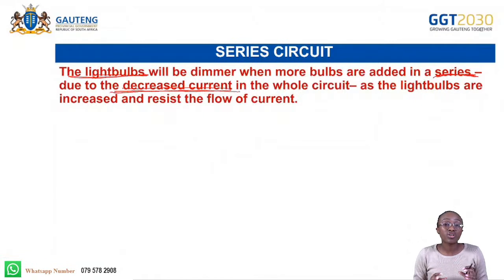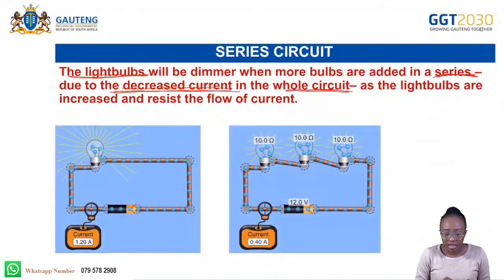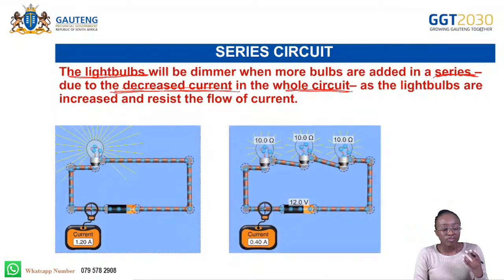The position of a resistor does not mean anything. It doesn't affect the amount of current. The position doesn't affect, but adding a resistor does affect. So the more light bulbs are added, it means that more resistance is being added, resistance to the flow of current.